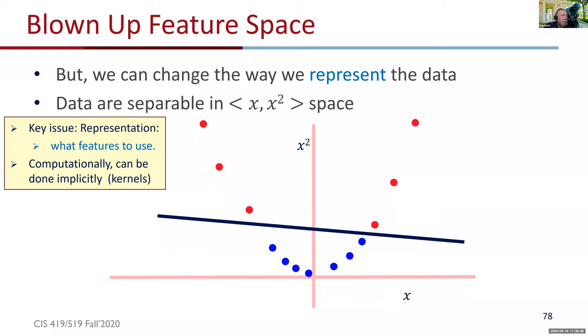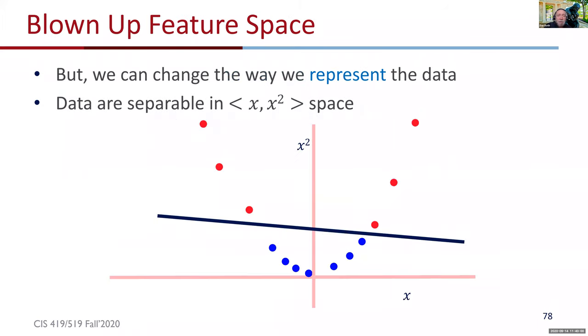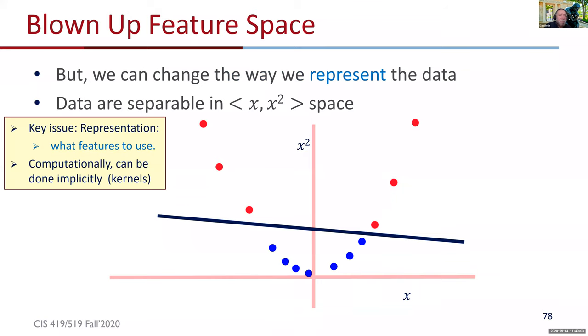So really the key issue is what features to use. What this example shows: don't just use X as the feature. Use X and X square as the features. And magically, you can now separate the data with a simple set of functions. Of course, computationally, we're going to do this in various ways, for example using kernels, and we will get to it later in the semester, but conceptually, this is a really, really important idea.